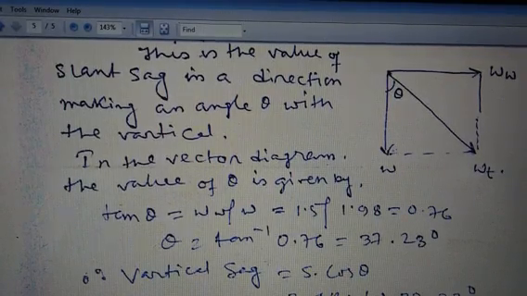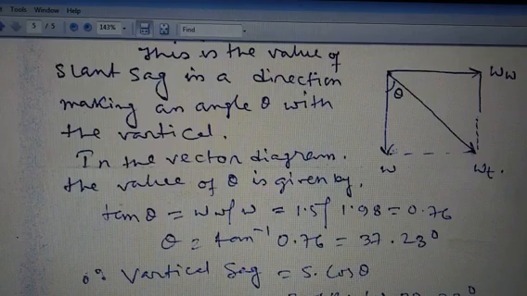Therefore, the vertical sag formula is S cos theta. So the sag equals 3.48 into cos 37.28, which was already calculated in the previous stage. So the answer is 2.77 meters.